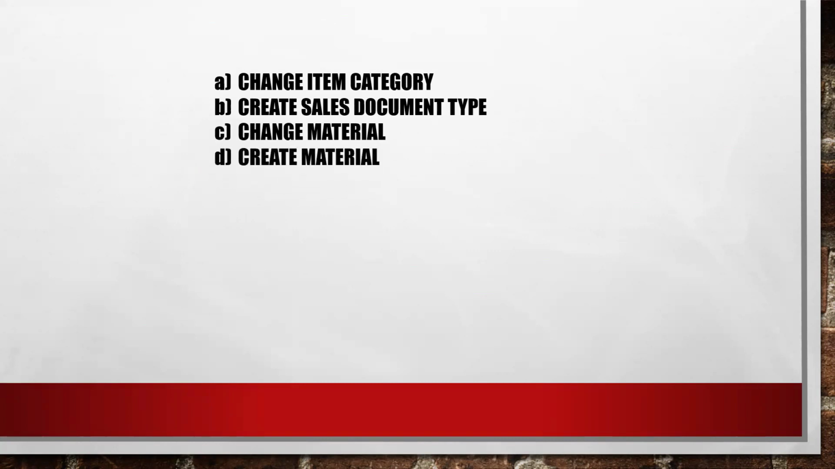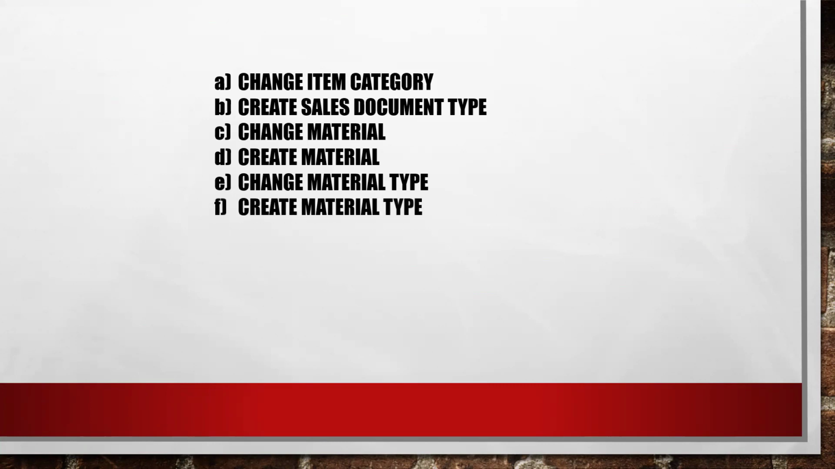Create material is the right answer. While creating material, your target sales organization, target distribution channel, plant, storage location, all these things, you can extend it from source to target. So create material type and choose a different industry. All these are the wrong answers. Only D is the correct answer.